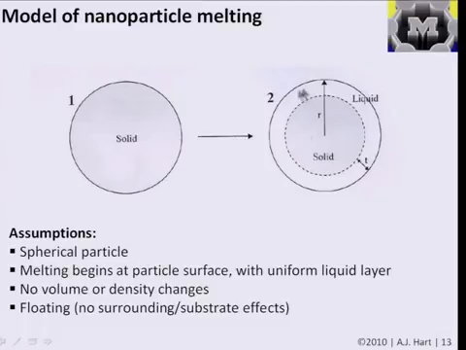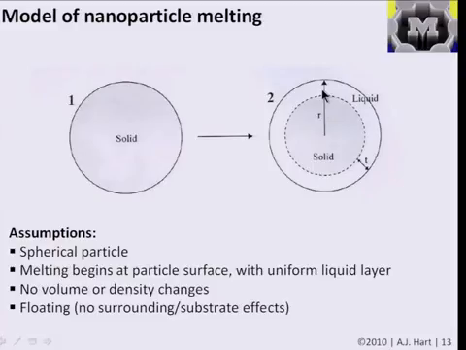And we'll assume that the melting of the particle begins at the surface of the solid, and there's a uniform layer of liquid around the surface. So the model is going to have this thin liquid shell, and then in practice, when we compare this to experiment, we're not really going to think about where the melting happens or what the liquid thickness is at a particular time, but this is going to let us derive a stability criterion.